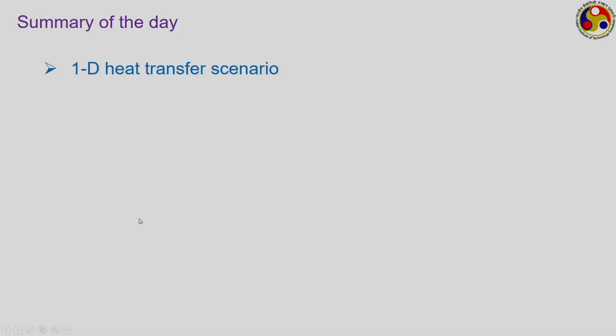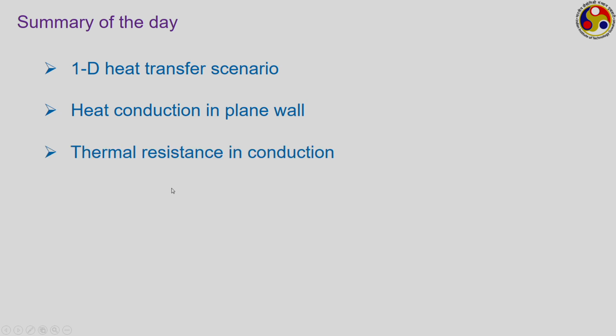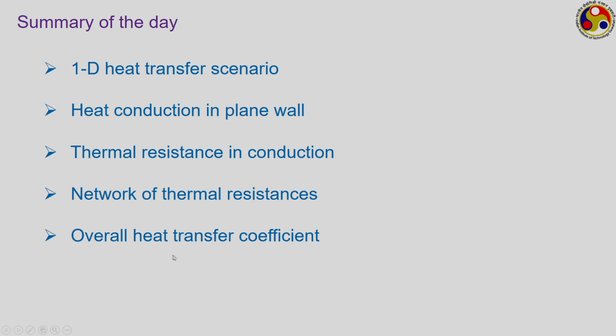To demonstrate their application. So, to summarize our day, we started with the one dimensional heat transfer scenario and discussed the scope of that, starting from the generalized heat diffusion equation in all three coordinate directions. Then we continued with the Cartesian one and discussed the heat conduction in a plane wall under 1D steady state condition. Then the concept of thermal resistance and the network of thermal resistances by connecting the resistances in series and parallel was discussed, and the overall heat transfer coefficient was also introduced.